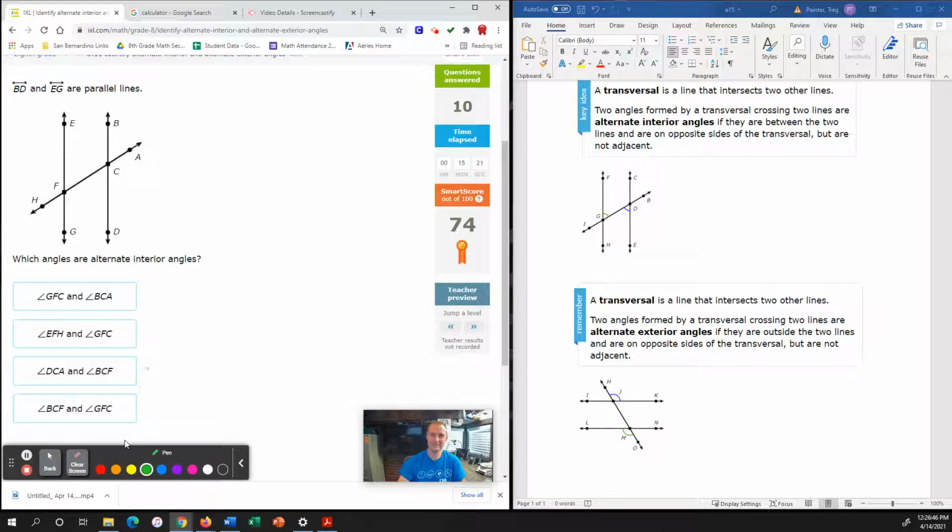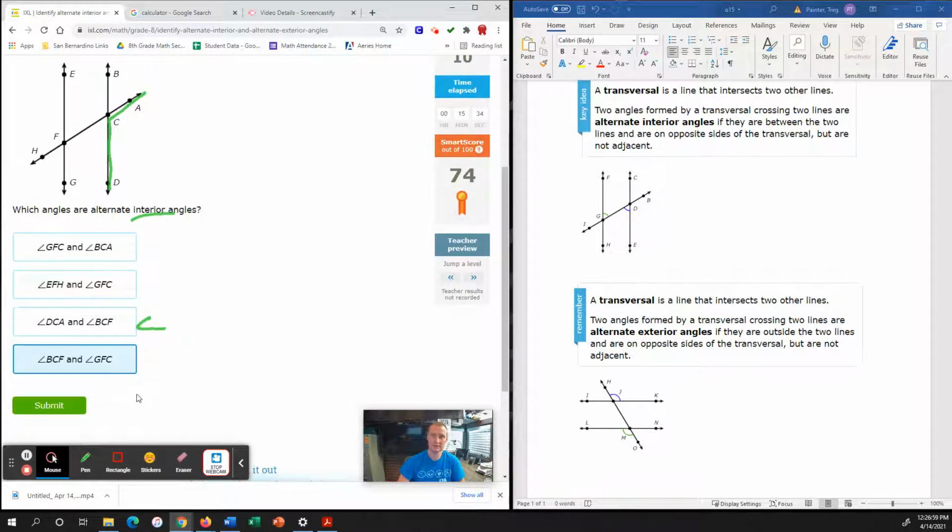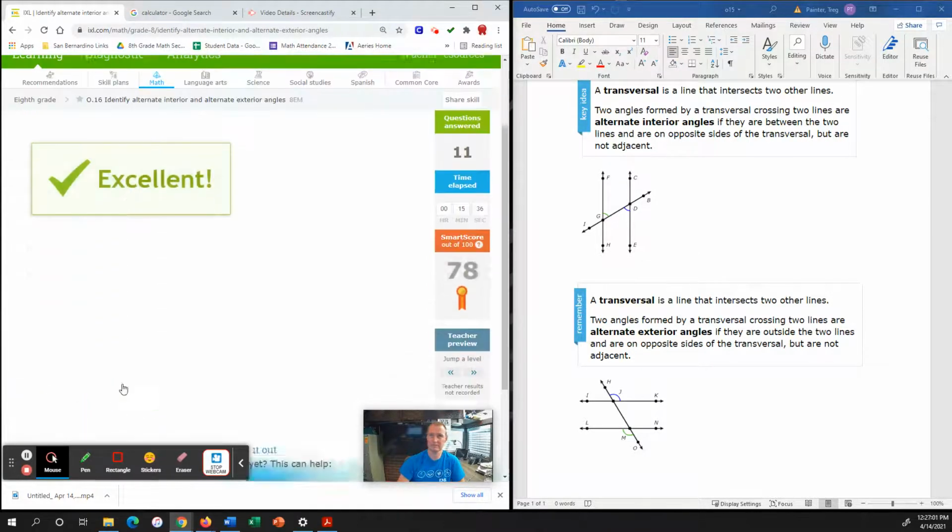All right. Here we go. DCA. So DCA, same problem. We're looking for interior. That's an exterior angle. So by default, this has to be an exterior angle. The last one has to be an interior angle.